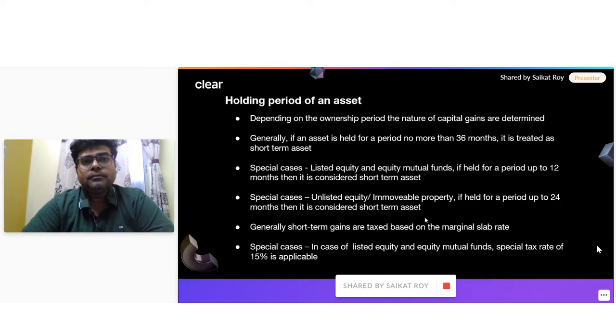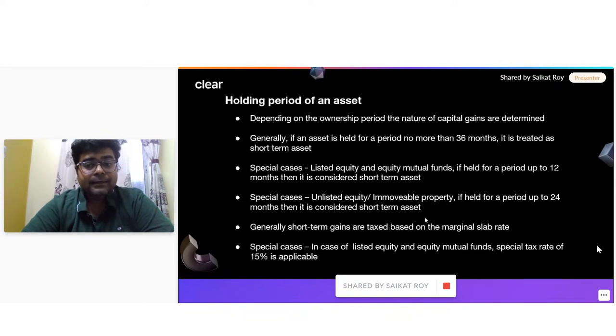Now, normally, if an asset is held for a period not more than 36 months, it is treated as short-term capital asset, right? It should be held for a period up to 36 months to be considered a short-term asset. However, there are certain classes of asset for which a shorter duration has been mentioned. For example, listed equity shares or equity-oriented mutual funds. Now, listed equity shares, if you are holding them for a period up to 12 months, then only it is considered to be a short-term capital asset.